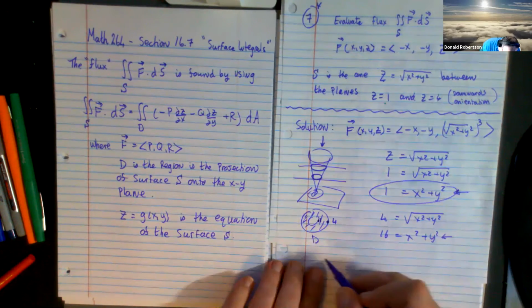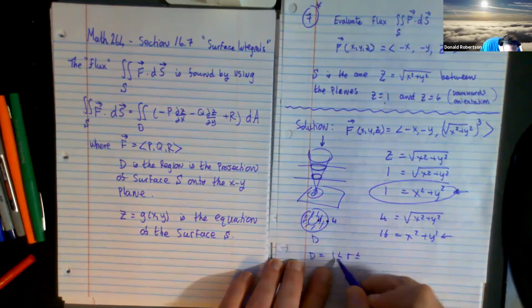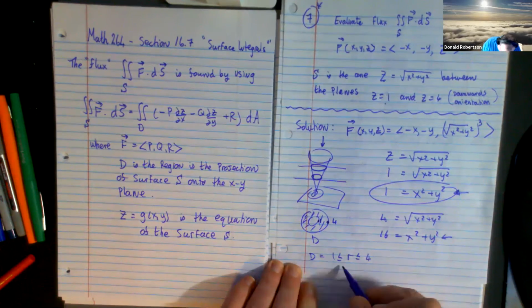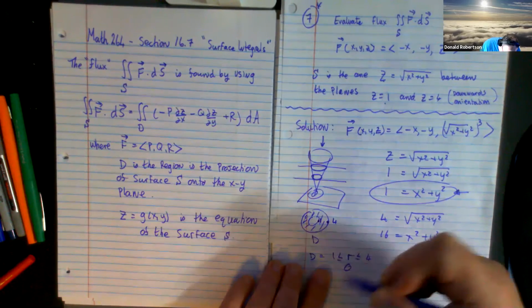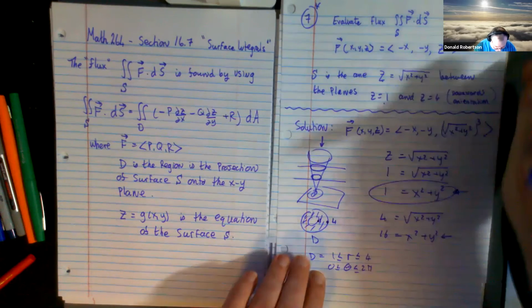So if you wanted to describe D, this region, it's 1 to 4, and it's the whole circle, right? It's not like the top half, it's the whole thing. And when it's the whole thing, you get 0 to 2 pi. And that's where the other fella came from. Okay.